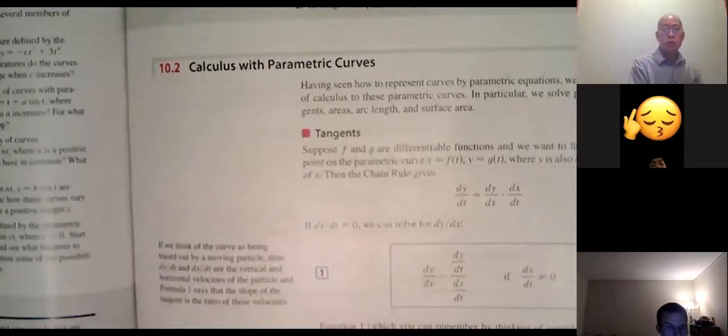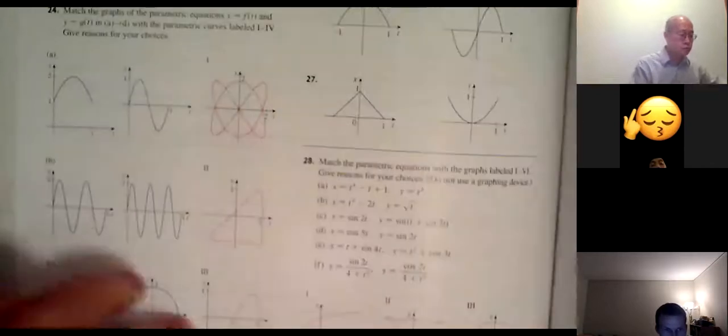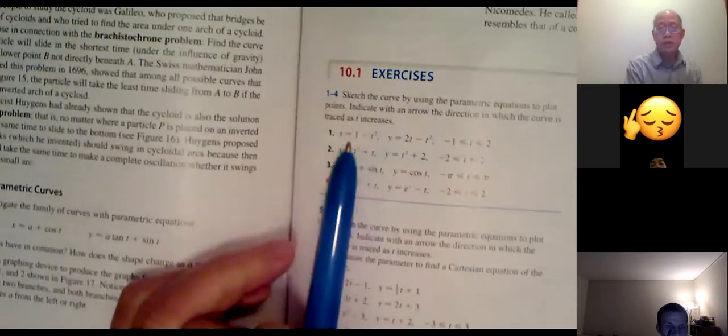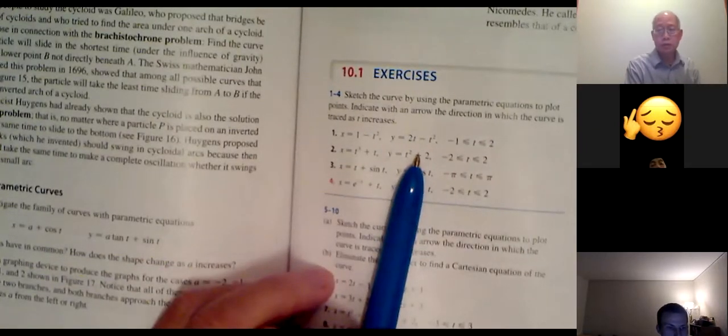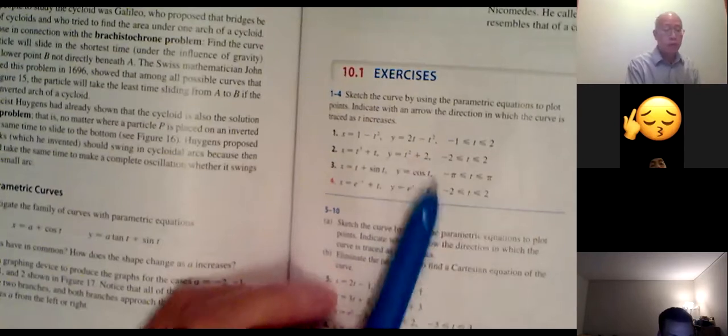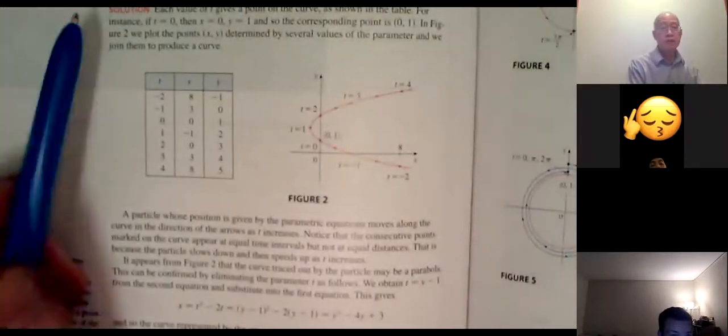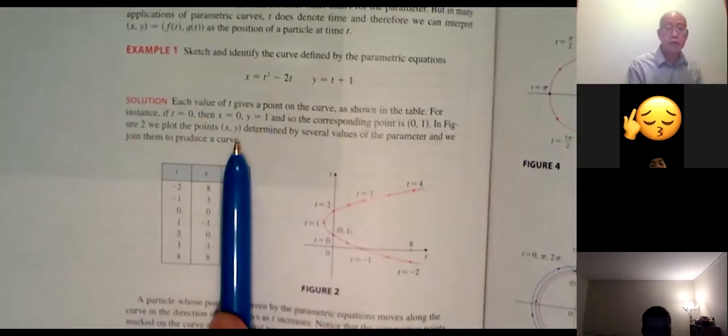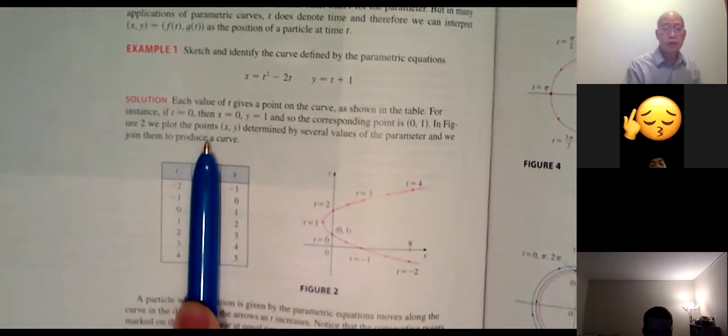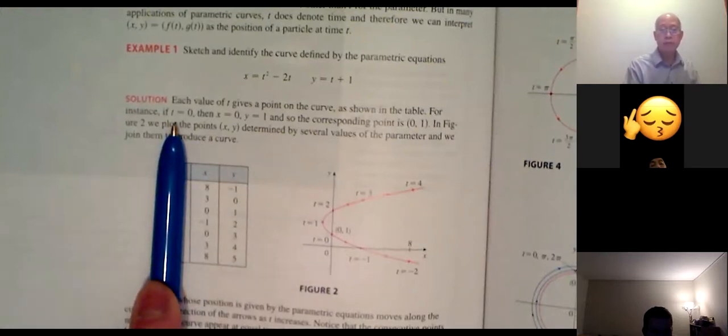All right, so 10.2 is calculus with parametric curves. Think back to 10.1. Problems like this, right? We have x as a function of t, y as a function of t. So we sometimes made a table with t, x, and y. X is a function of t, so I can plug in t and figure out x. Y is a function of t, so I can plug in t and figure out y. Then when I'm all done, I just plot x and y.